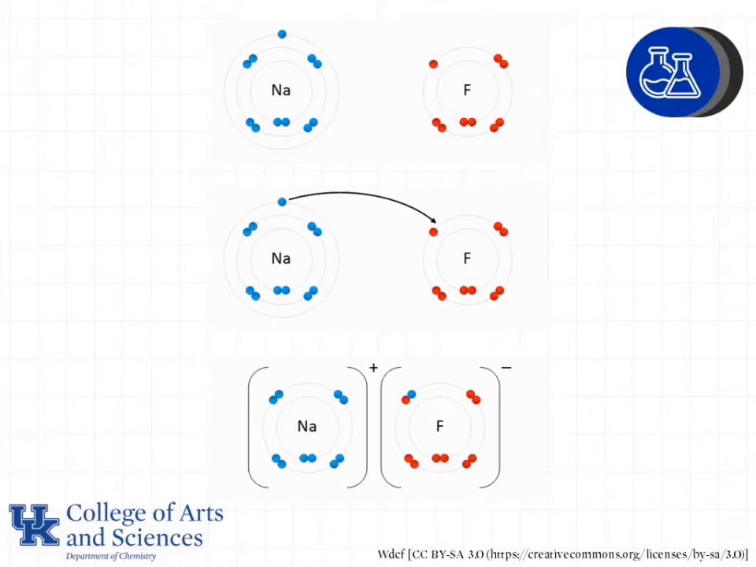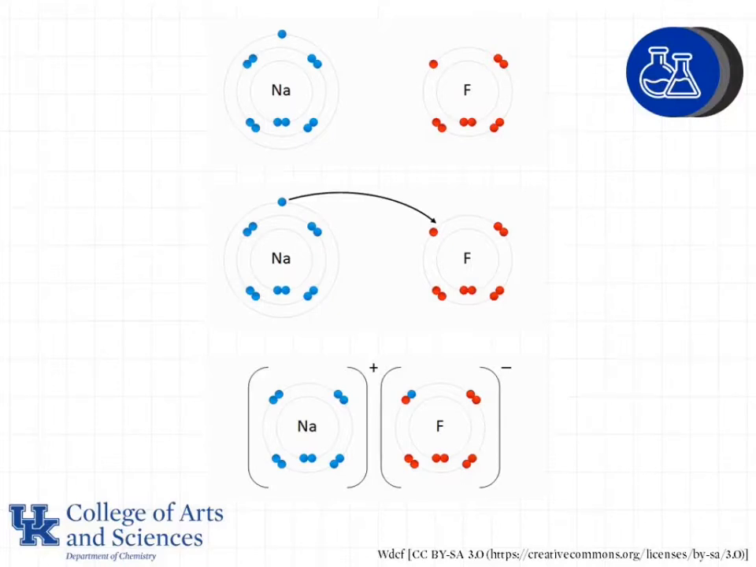Ionic compounds form from the transfer of an electron from one species to another. In this case, we're looking at the example of sodium and fluorine. Sodium has one valence electron, and it wants to get rid of that electron in order to form the +1 cation and to have 8 electrons in its outermost shell. Fluorine has 7 valence electrons. It wants to gain 1 electron in order to have 8 electrons in its outermost shell.